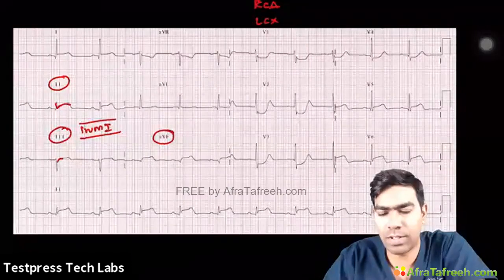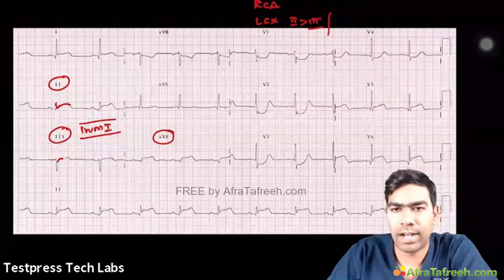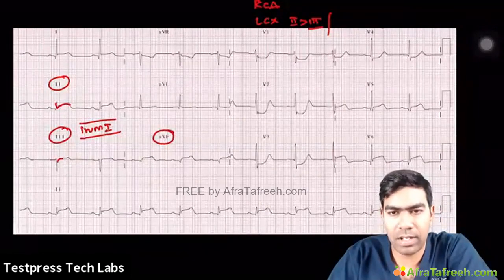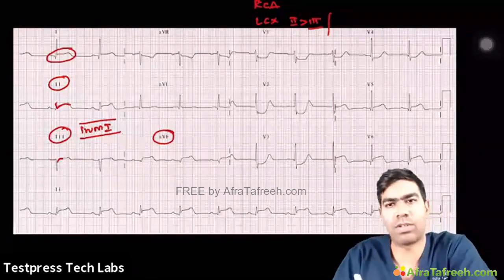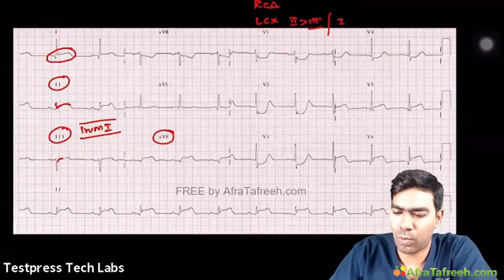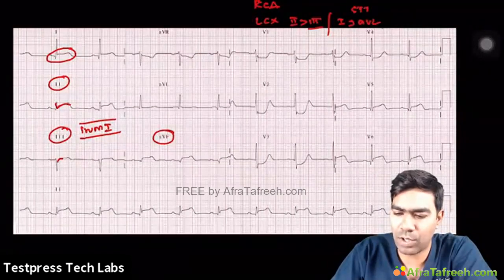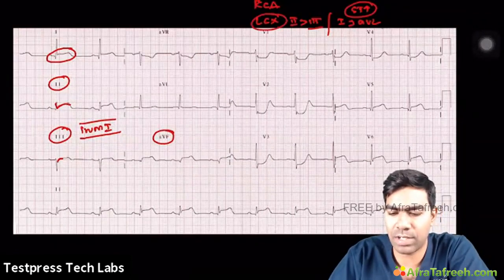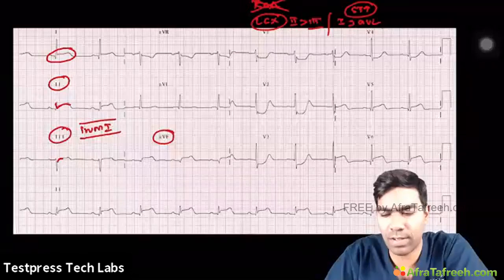Where are you seeing elevation more? Yes, in 2 you are seeing more elevation compared to 3. And come back to 1 and AVL. In 1, you're actually seeing ST elevation. So in fact, in 1 and plus or minus a little bit in AVL, you're seeing ST elevation. You're not seeing any ST depression. That itself confirms it's LCX and it cannot be RCA. RCA will show only ST depression in 1 and AVL.